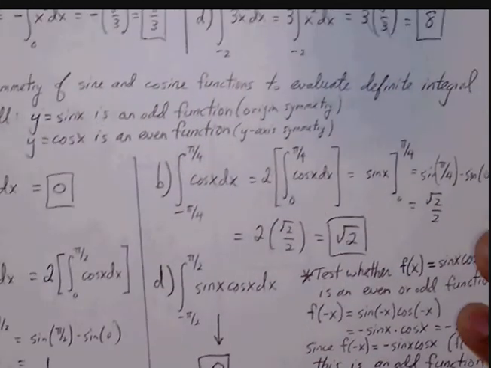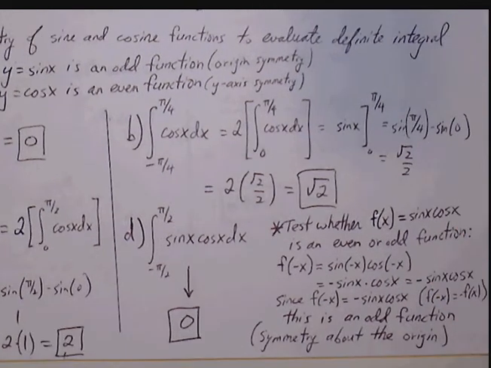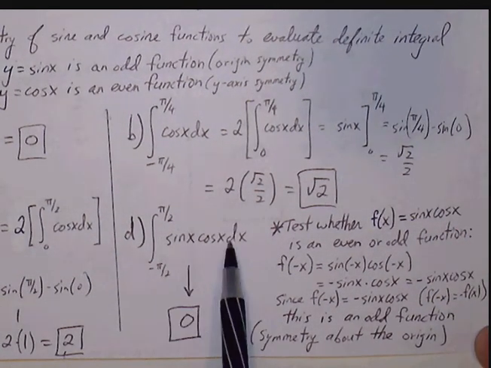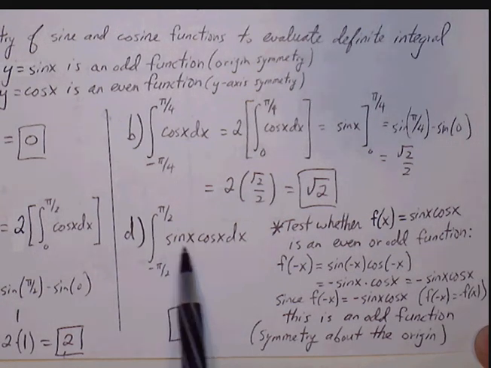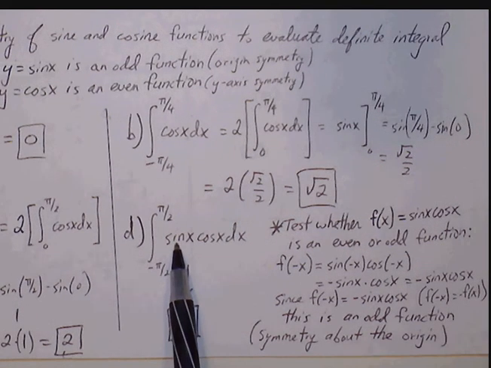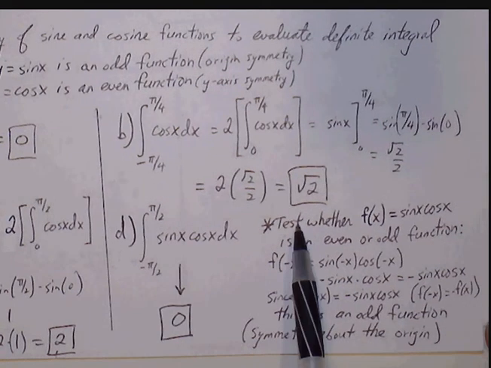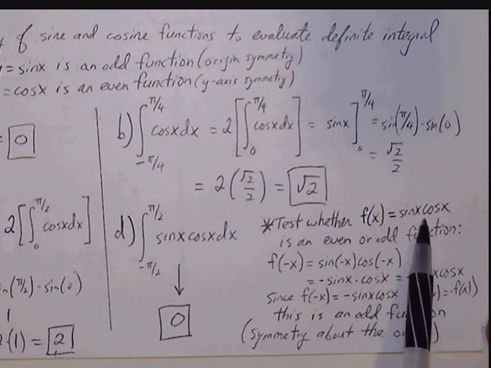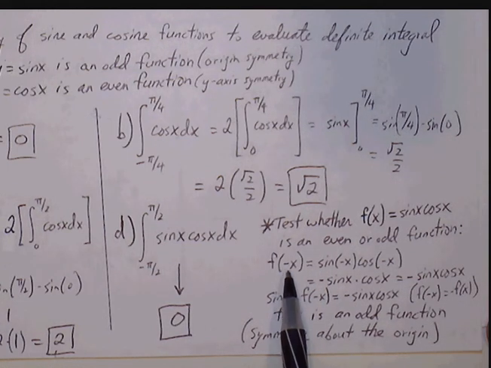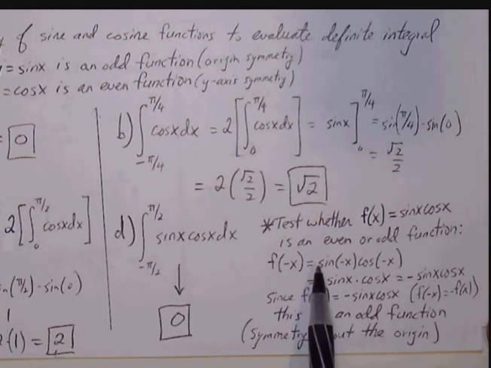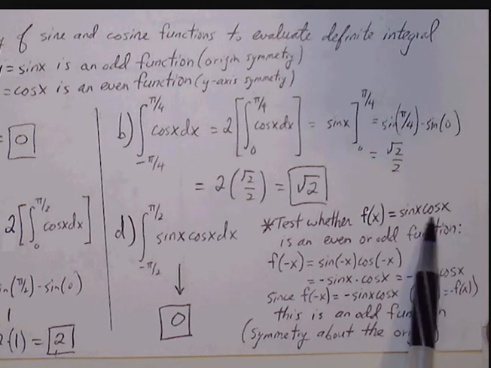Okay, part D, the definite integral from negative pi over 2 to pi over 2 of sine of x cosine of x. Now, we don't know exactly whether this is an even or an odd function. So we're going to go through our test. Okay, test whether our function is even or odd. Remember, if I can replace every x with negative x, and get back a negative version of the original function, then what I have is an odd function.